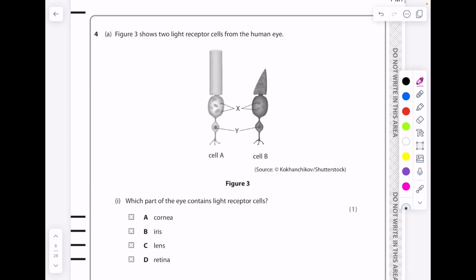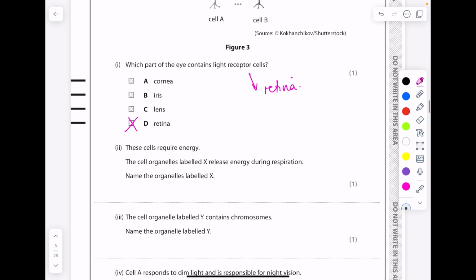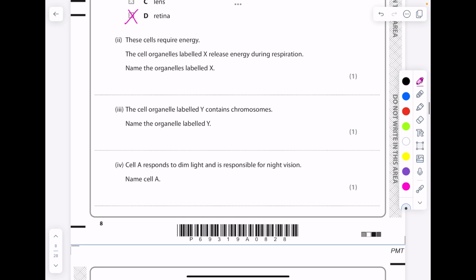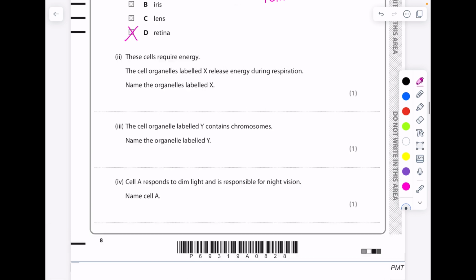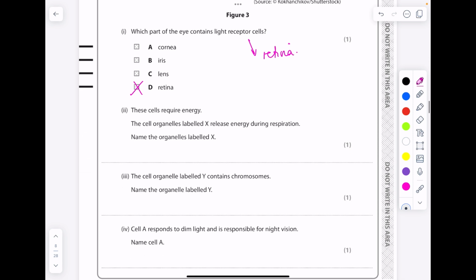Figure 3 shows 2 light receptors in the human eye. Which part of the eye contains light receptor cells? It is the retina. The retina contains photoreceptors. These cells require energy. The cell organelles labelled X release energy during respiration. Name the organelles. They are the mitochondria.